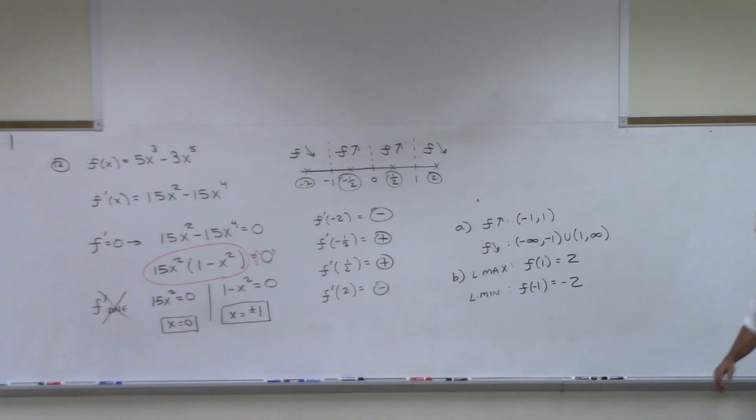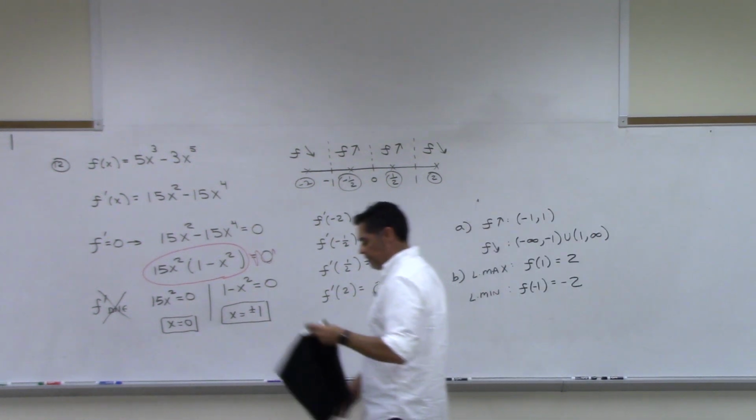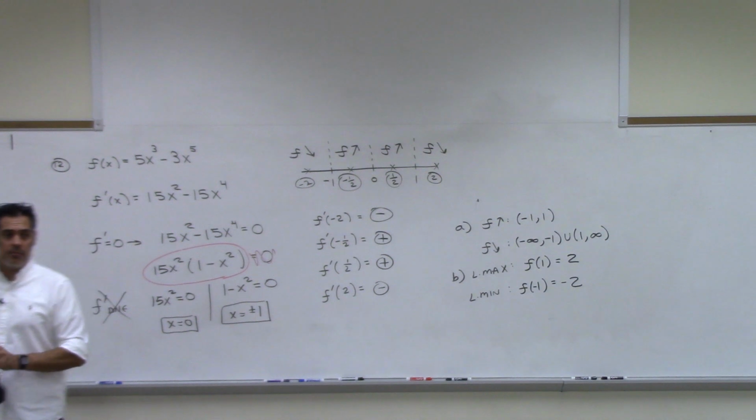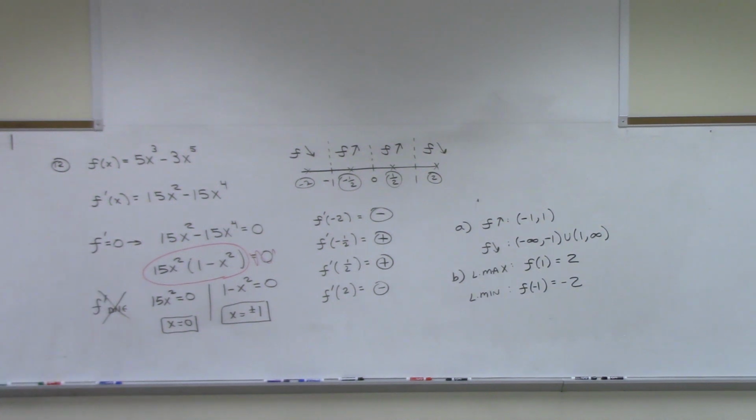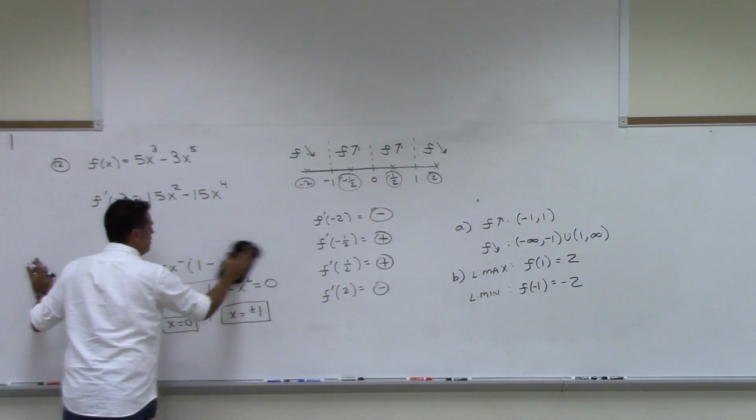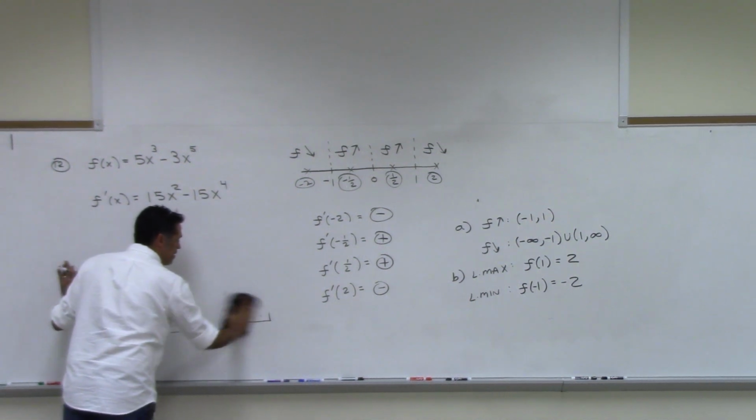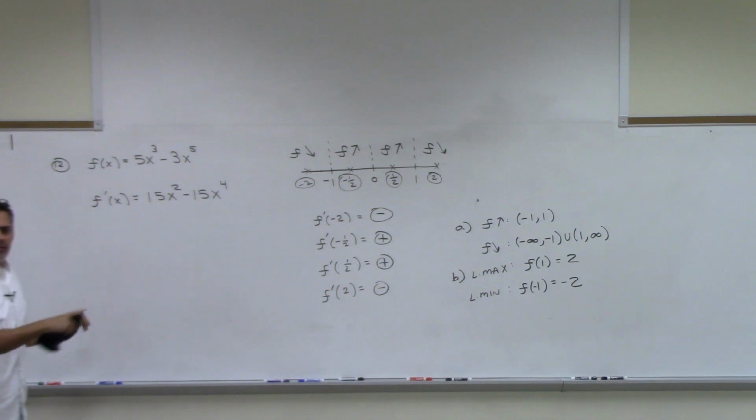How are we doing? Oh, this is it. This is the end. We're going to finish this up. Okay, we got part A and part B answered. Let's answer part C and part D. So for part C, we need to do the same exact method we just did, but on the second derivative. I'm going to go faster.